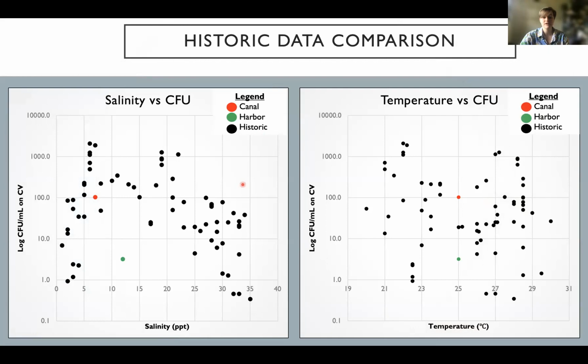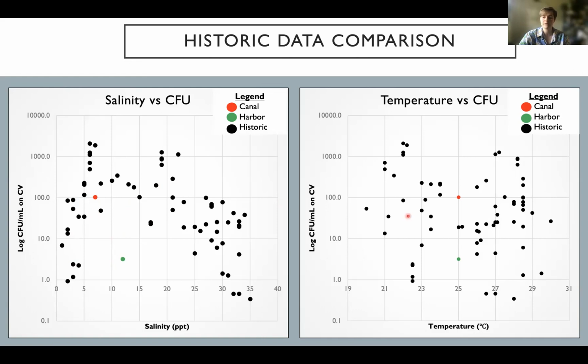So for both of these graphs, anything black is the historic data, anything red is the canal data, and anything green is the harbor data. And so both graphs are log CFUs per milliliter on CV. And this first graph is comparing the salinity versus the colony forming units. And so our canal data, we sampled, that was 7 ppt, and it fits in pretty well with the historic data in this curve. However, our harbor sample at 12 ppt doesn't reach anywhere close to what historic data had.